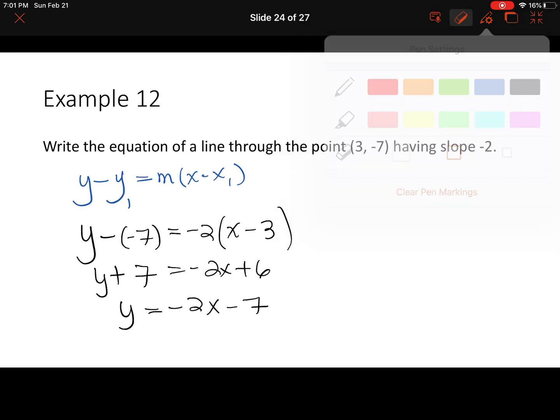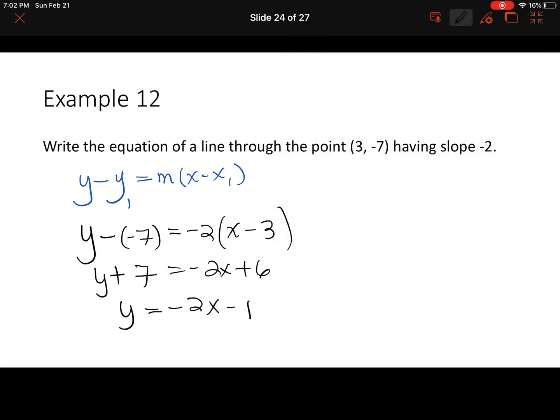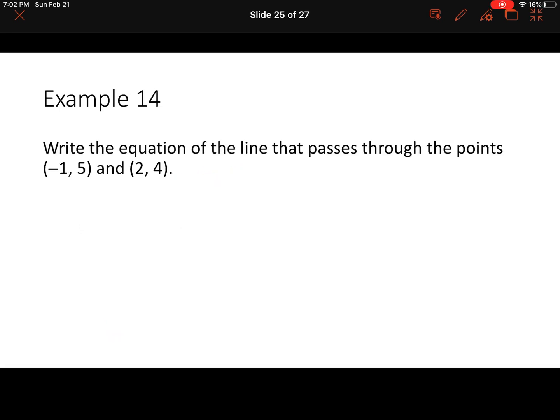Oh, I didn't mean to put -7. That should be -1. Where did that -1 come from? By deducting 7 from each side. All right. You'll use it often.